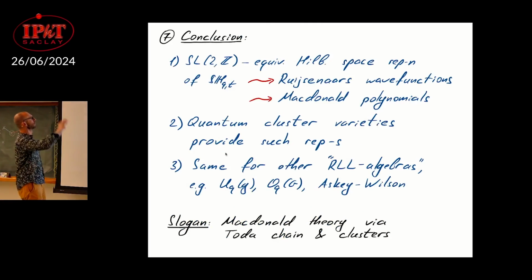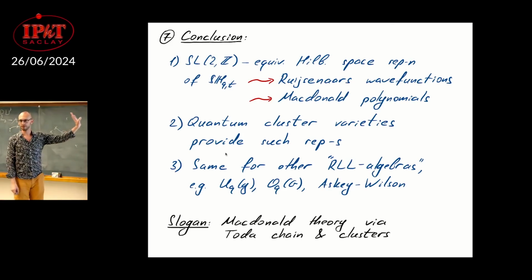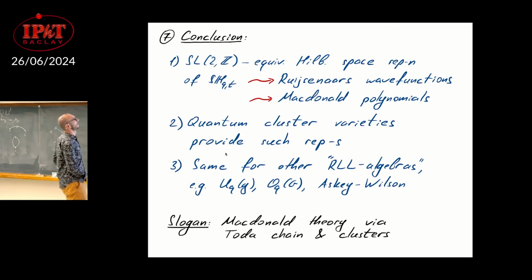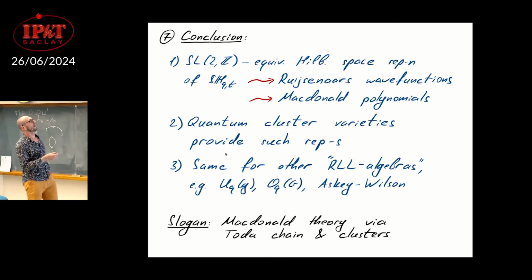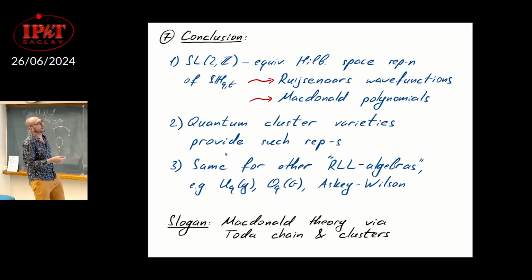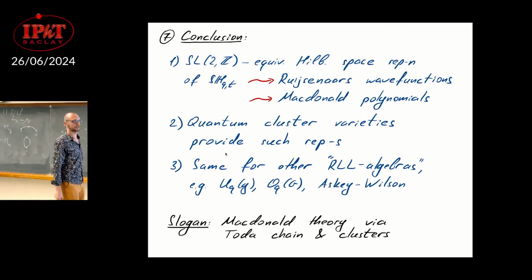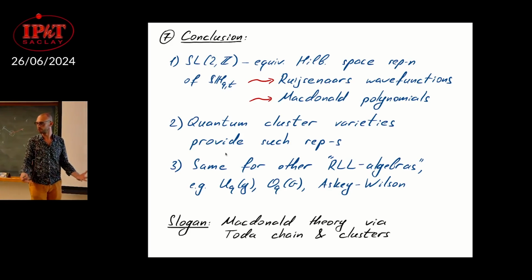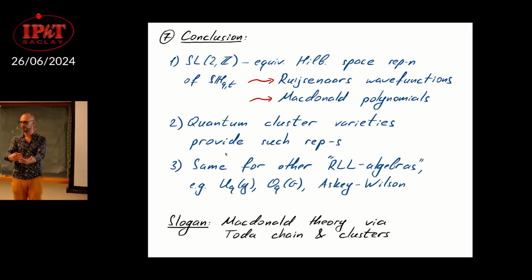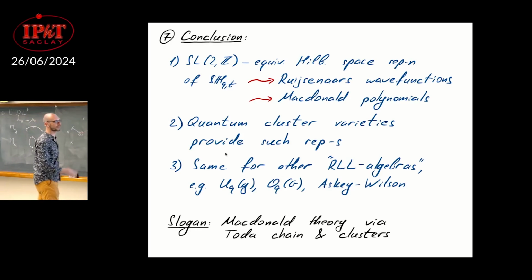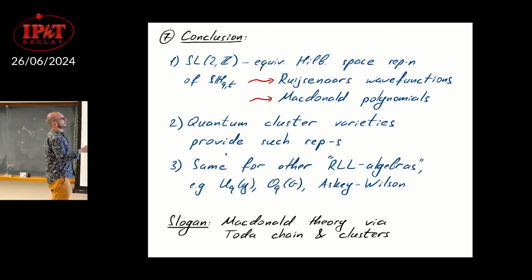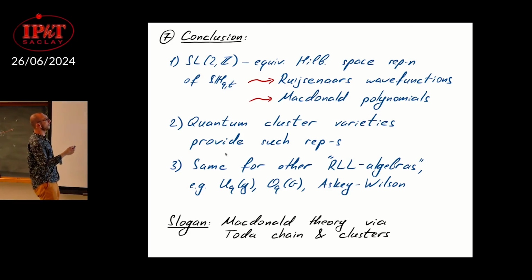And the conclusion of this part of the talk, and I'll have a second part of the talk, I'm sorry, I know about 2 minutes left, is that, right, if we have an SL_2(Z) equivariant Hilbert space representation of the spherical DAHA, then we can get Ruijsenaars's wave functions by some kind of more or less obvious procedure by taking delta functions and applying a change of basis to them. We can get Macdonald polynomials by some residue count. Quantum cluster varieties indeed provide such representations.